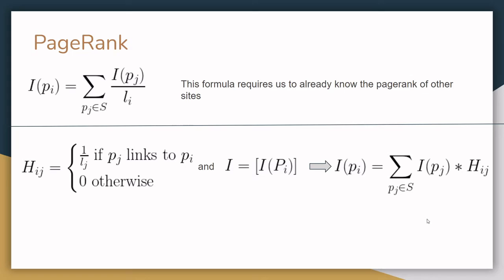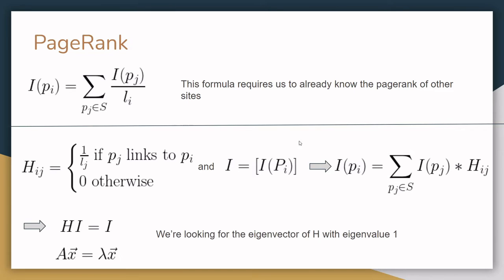So thinking about this, we could rewrite this formula up here a little bit differently. We're going to multiply the PageRank of page J by the hyperlink matrix, and we're going to do this for every single other page that's linking to our site that we're trying to find the PageRank of. And if we really think about it, this is just the same as saying we're going to multiply the hyperlink matrix by the vector containing all of the PageRanks. And we want it to equal the PageRank because that's the goal. We're trying to find the PageRank of these sites.